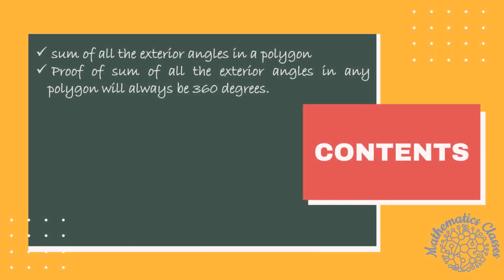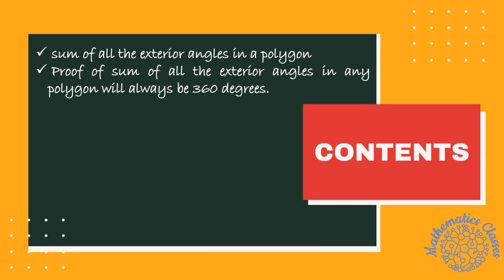Today we will learn how to find the sum of all the exterior angles in a polygon. We will also generalize it and try to visualize it using two methods. We will also prove why the sum of all the exterior angles in any polygon is always equal to 360 degrees.